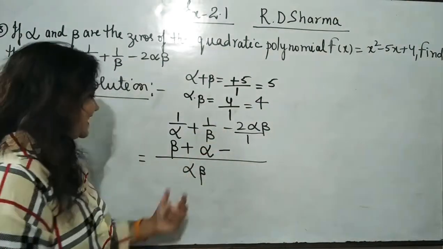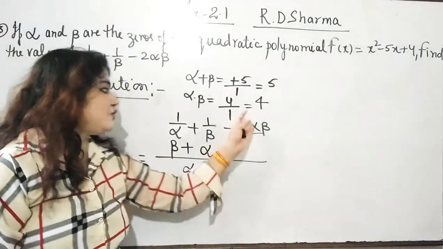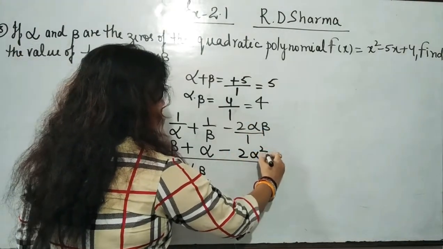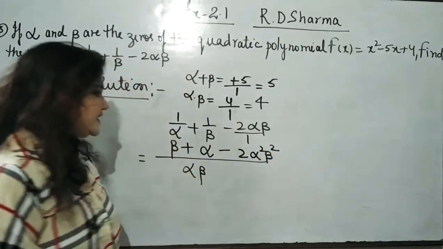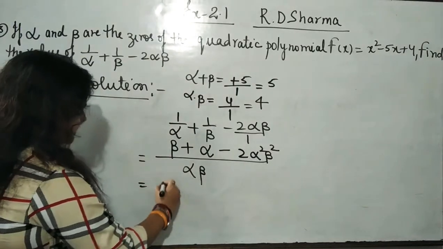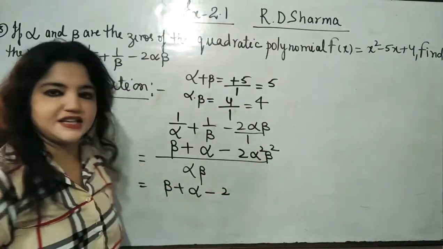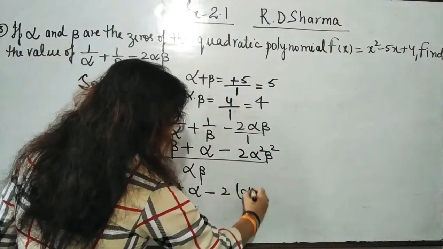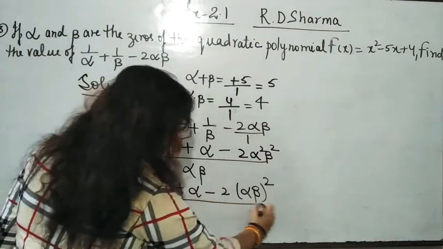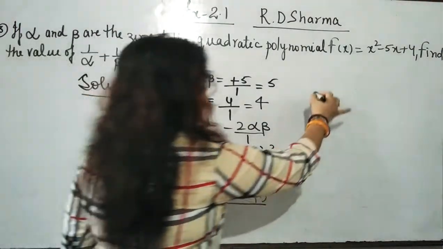Minus, and now alpha beta divided by 1 gives alpha beta, which goes to the numerator. So it becomes 2 alpha square beta square. Now see what I am writing: beta plus alpha minus 2 alpha square beta square, and alpha square beta square we can write as alpha beta whole square, upon alpha beta.